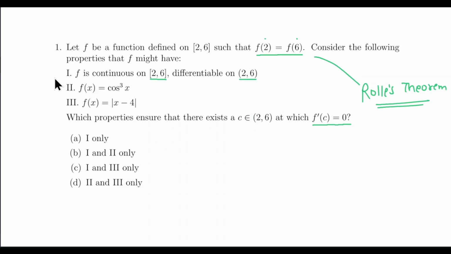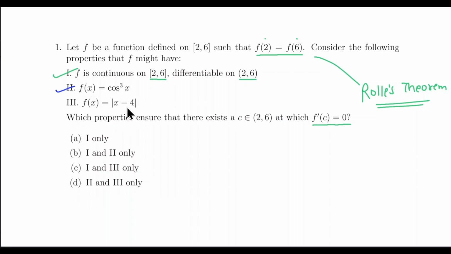So 1 definitely works, because isn't that just the definition of Rolle's theorem? 2 also works because cosine cubed x is continuous always and differentiable always, right? The trig functions, sinusoidal functions, are always continuous and differentiable. So 2 works, but be careful.